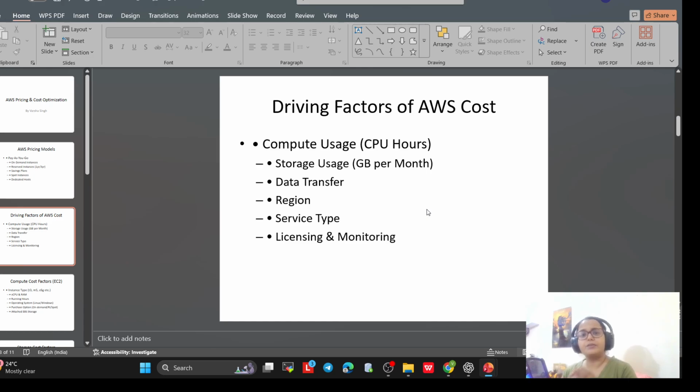Storage means GB per month. How much GB is it using per month? Now data transfer comes in: from which region to which region you are transferring the data, what service type you are using, and what the licensing and monitoring are. So basically three things: compute, storage, and data transfer. That is the dividing factor.